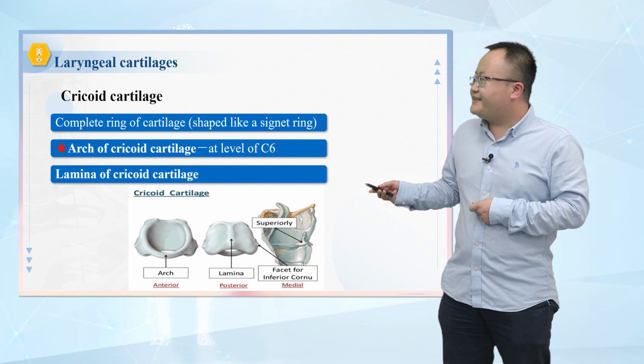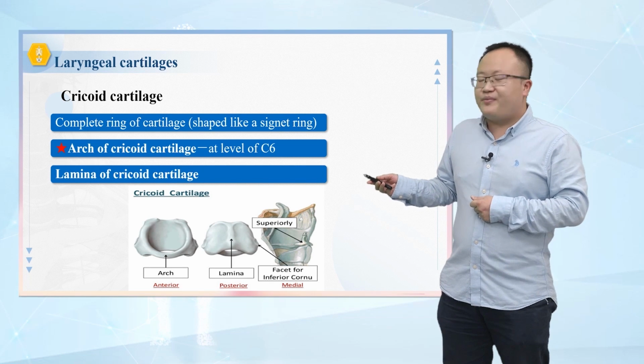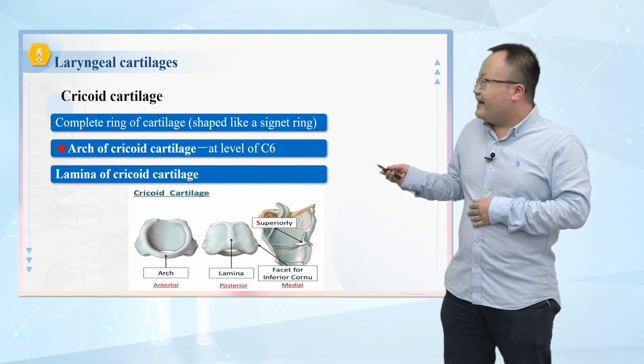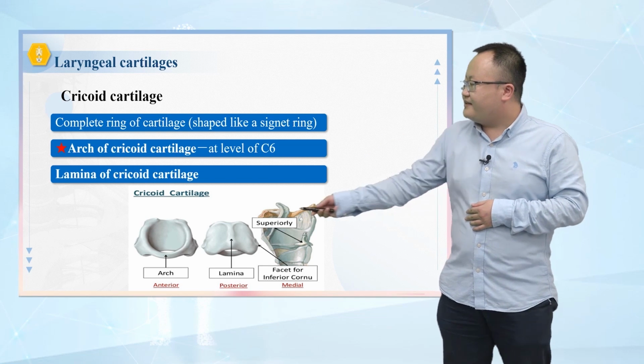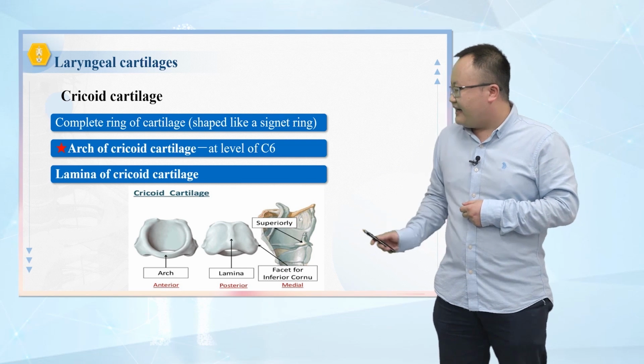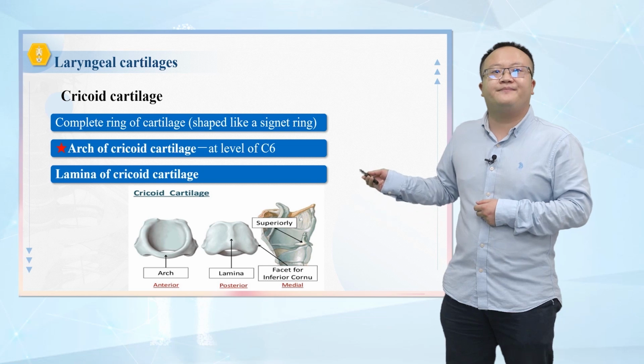Cricoid cartilage is a complete ring of cartilage. It's just like a signet ring, this one. It has 2 parts, the arch and the lamina.